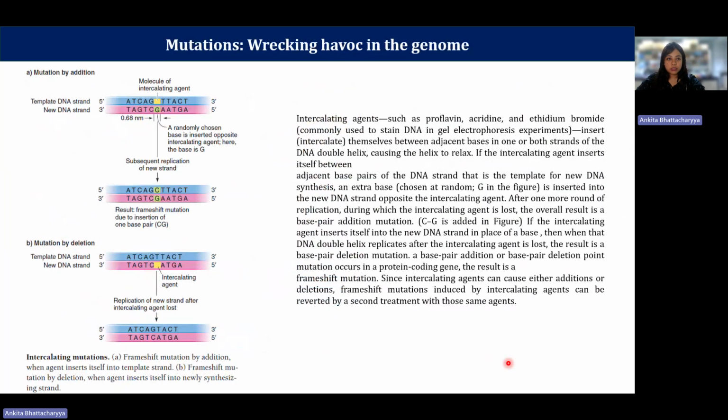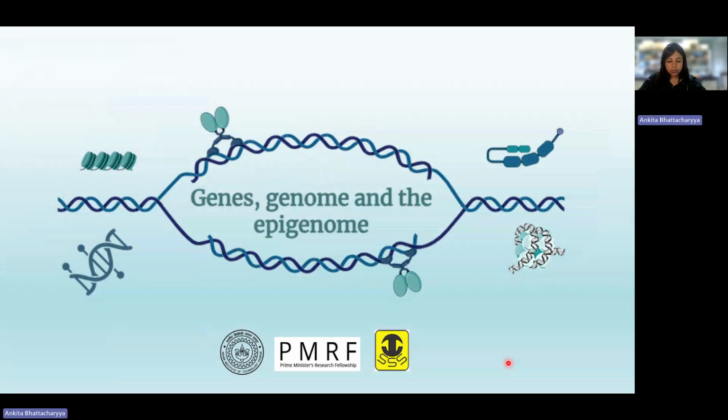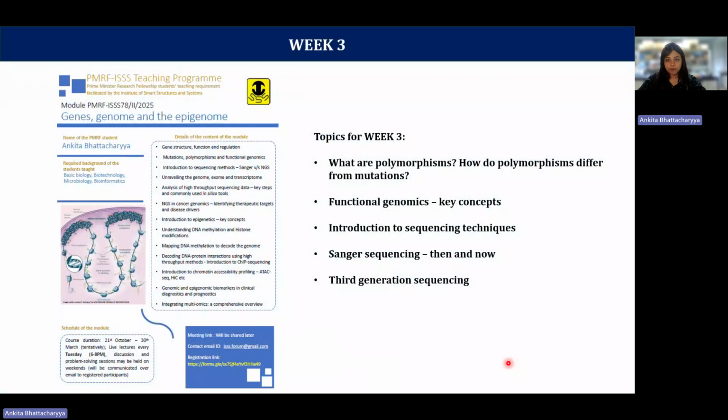Then there is mutation by addition. Some intercalating agents like proflavin, acridine, and EtBr insert themselves into the bases, causing the helix to relax, and it can also sometimes lead to mutation. And that can cause single base or multi-base changes also.